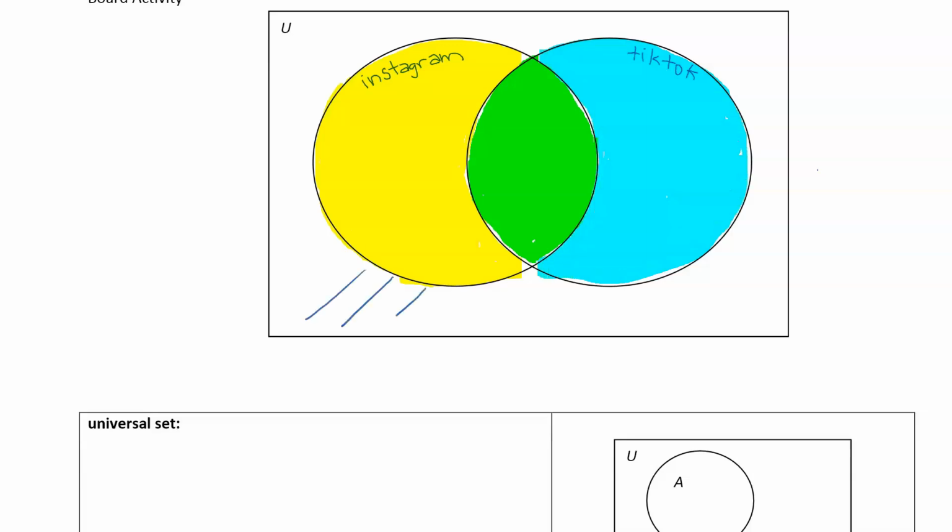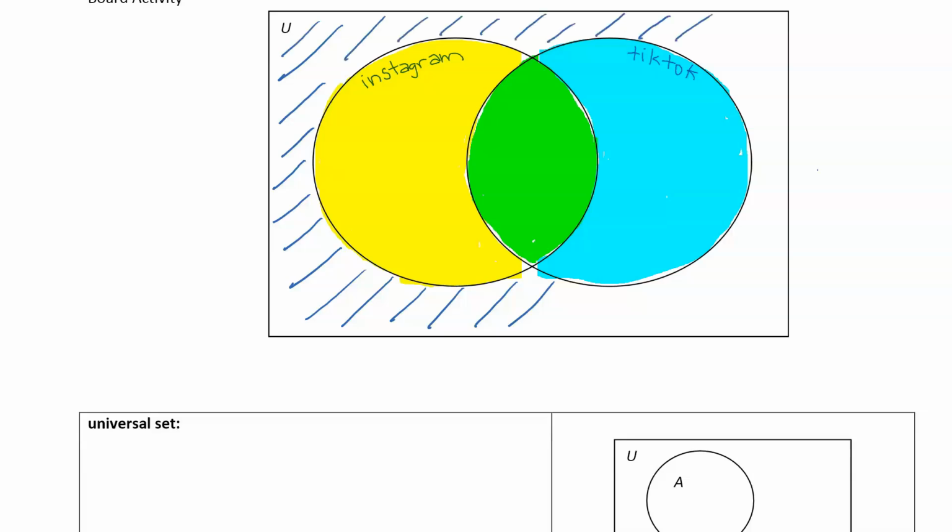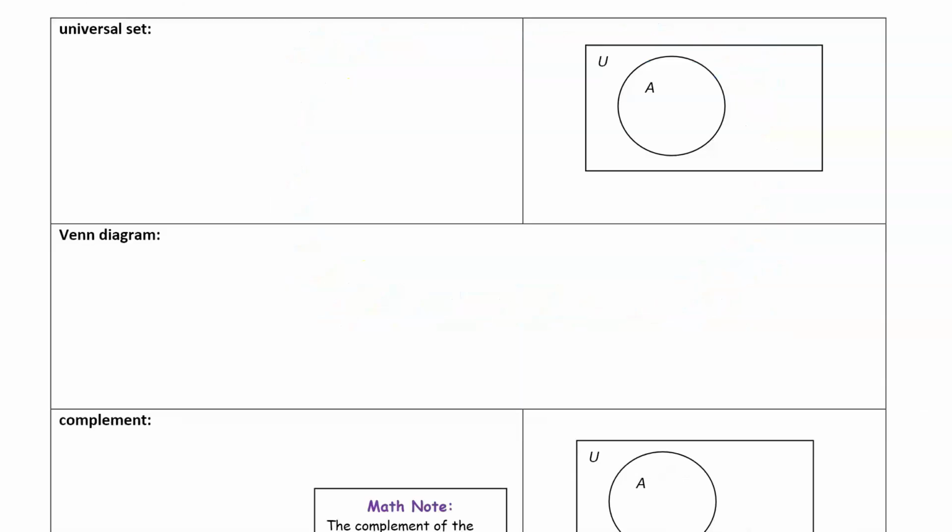Now, what if you decide to put your name on the outside of both circles, but still within the rectangle? These are the people who aren't using Instagram or TikTok. Now, here's the thing. All of this information from a class full of people is in one graphic that is easy to see and also interpret quickly. This is the beauty of the Venn diagram. A Venn diagram is used to visualize sets and their relationships.